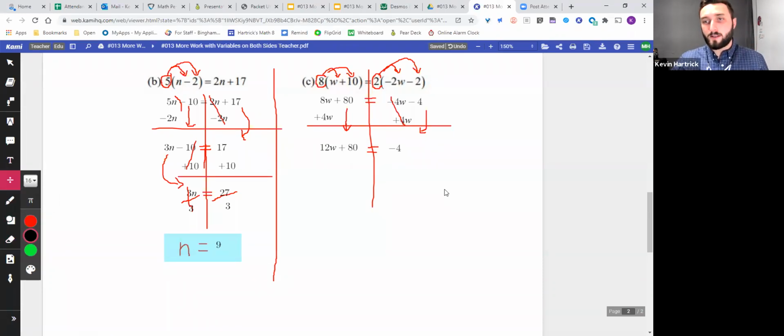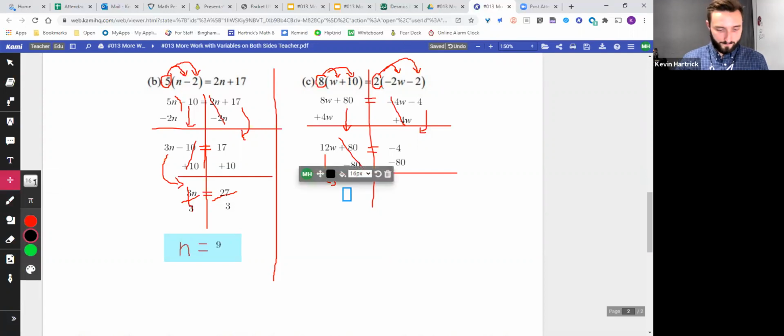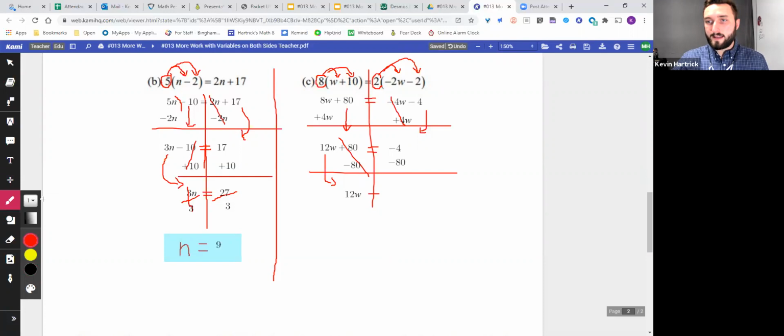First thing I'm going to do is get rid of this plus 80. Opposite of adding 80 is subtracting 80. And I must do that to both sides, so I'm going to do that now. Okay. Now that I have it on both sides, these cancel out. All I have left is my 12W on the left-hand side. I've got my equal sign on the line, equal sign on the line.